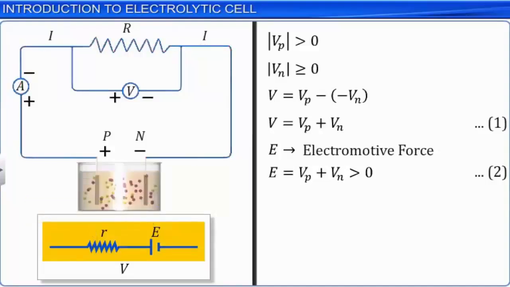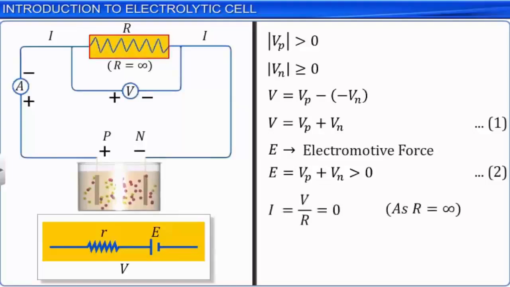To clearly understand the difference between potential difference and EMF, let us replace the resistor R in the circuit with a resistor of infinite resistance. We can now write I is equal to V divided by R, which equals 0. Here, V is the potential difference between P and N measured across the resistor. From equations 1 and 2, V, the potential difference between P and N measured across the electrolyte, is written as V is equal to E. Let this be equation 3.